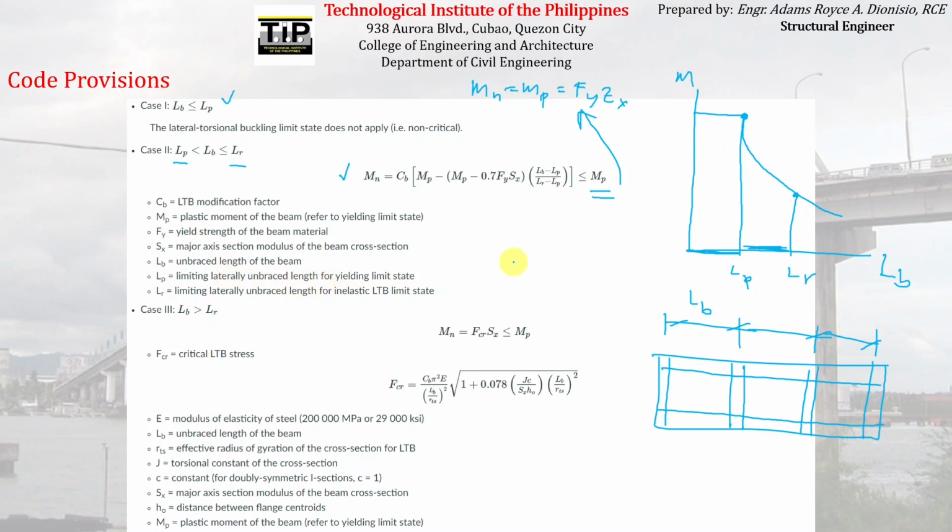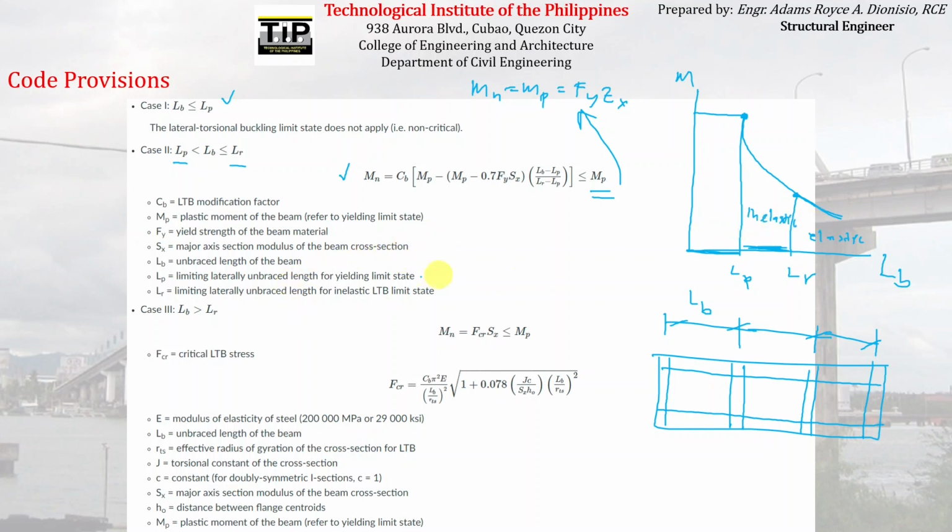So Lp, yan yung limit state. Yan yung limit natin to ensure yielding. Lr is the limiting laterally unbraced length for inelastic LTB limit state. Lr, ito yan. That is the limit that can ensure that our beam will behave inelastically. Take note, inelastic. We want our beam to be inelastic so that its moment capacity will be as high as this compared to this moment capacity of elastic buckling, elastic lateral torsional buckling. Okay, so that's the second case.